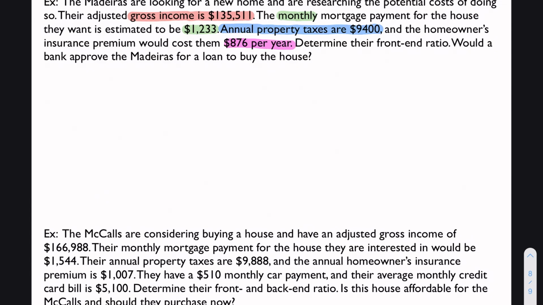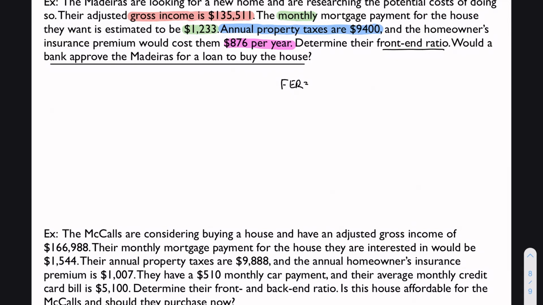And what are we being asked to do? We're being asked to determine their front end ratio, and do we think that a bank would approve the Madeiras for a loan to buy the house? All right, well, the first thing we need to think about is we're talking about the front end ratio here. So we're talking about just housing.